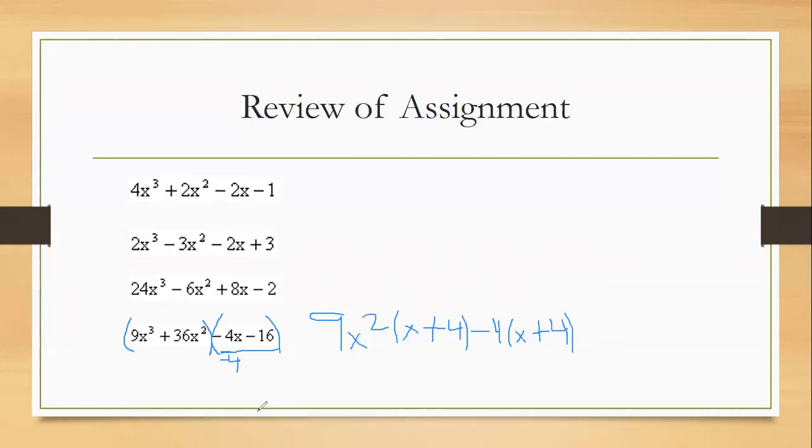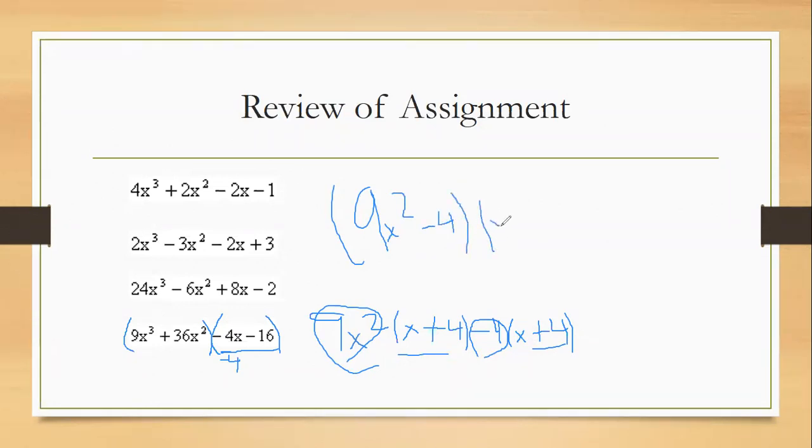Now what happens is I again end up with the same thing in the parentheses and two terms on the outside of the parentheses that will be combined. When you combine them, you end up with 9x squared minus 4 times x plus 4. That's it.